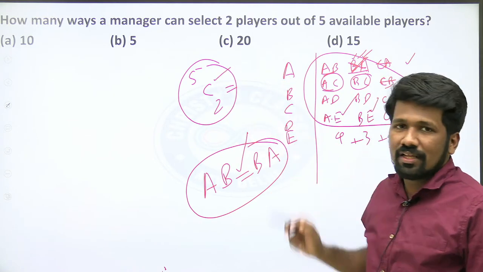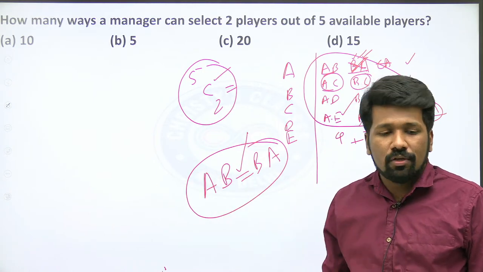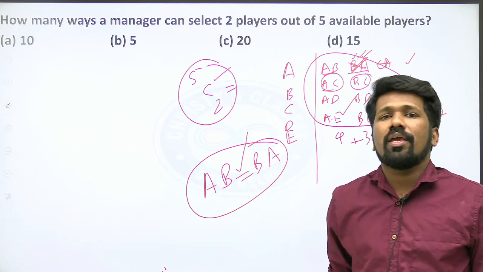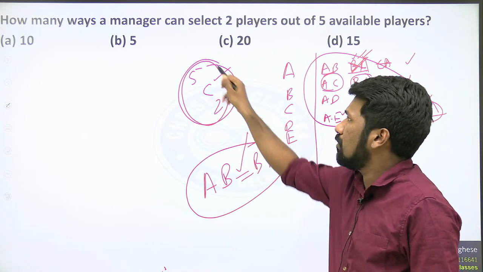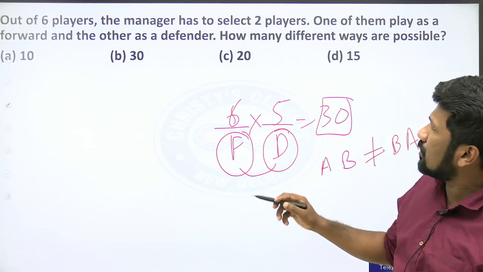when order does not matter, combination. That means you just have to select things without worrying about the order. That is when combination should be used. When you have to select things worrying about the order, that is when permutation should be used.